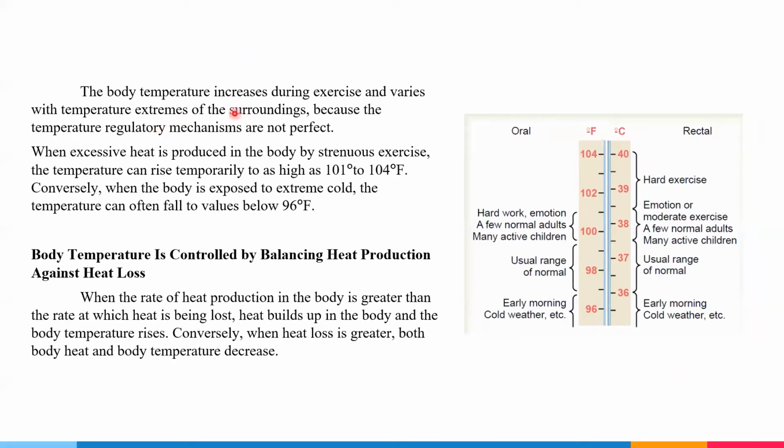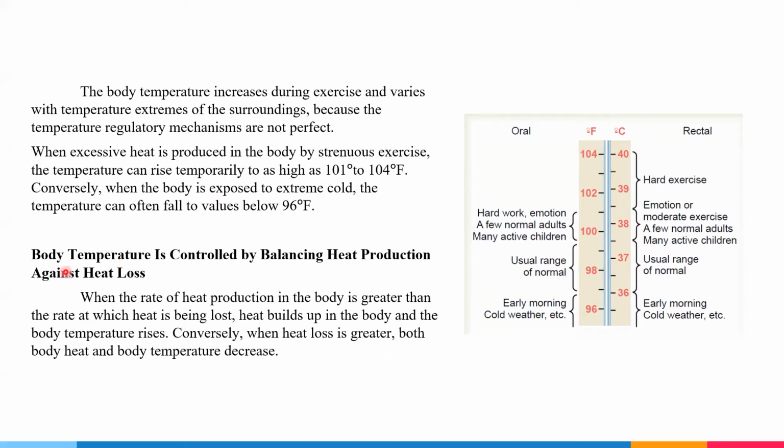The body temperature increases during exercise and varies with temperature extremes of the surroundings, because the temperature regulatory mechanisms are not perfect. When excessive heat is produced in the body by strenuous exercise, the temperature can rise temporarily to as high as 101 to 104 degrees Fahrenheit. Conversely, when the body is exposed to extreme cold, the temperature can often fall to values below 96 degrees Fahrenheit.